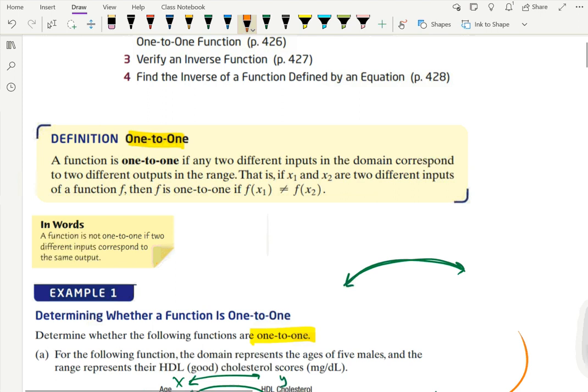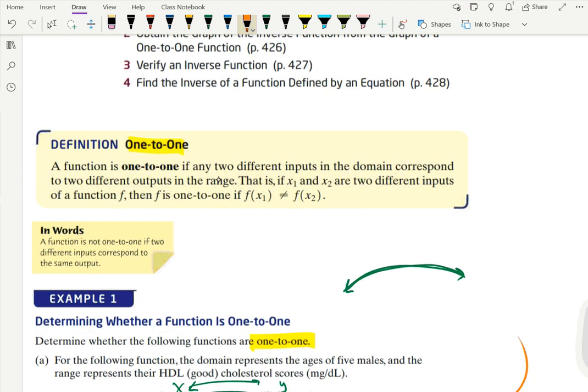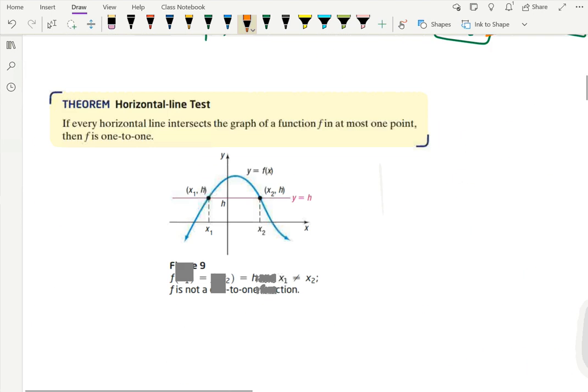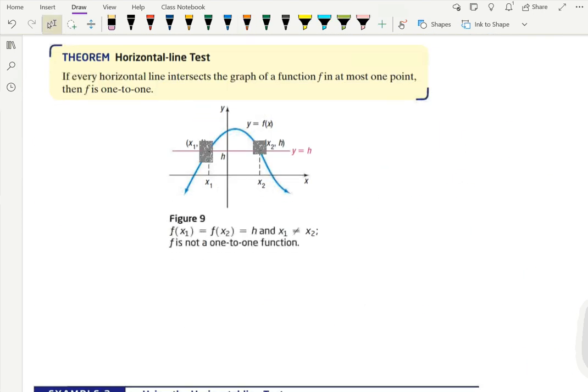Now, the formal definition up here is that any two different inputs in the domain correspond to different outputs in the range. So we can think about our x's and our y's that way as well. Okay. So when we were doing functions, we had what was called the vertical line test, where if we had a graph and we drew a vertical line anywhere in the graph, if we only touched the graph at one point, then we were a function. Well, if we want to see if a function is one-to-one, we flip it, so to speak, and we end up with the horizontal line test.